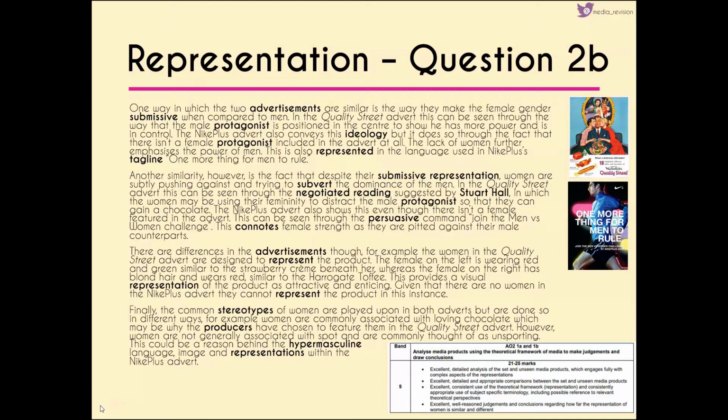Okay, now I reckon, or I thought that before I got my advice from other teachers out there, that I had definitely given consistent use of the theoretical framework and used terminology throughout. I've definitely detailed appropriate comparisons between the set and the unseen products. And I've definitely given well-reasoned judgments, okay? That's what I thought. But in order to get into the top band for this particular question, you have to give personal comments and you need a final paragraph that summarises what you think. Had I given a final paragraph at the bottom, I would have been able to get into this top band.